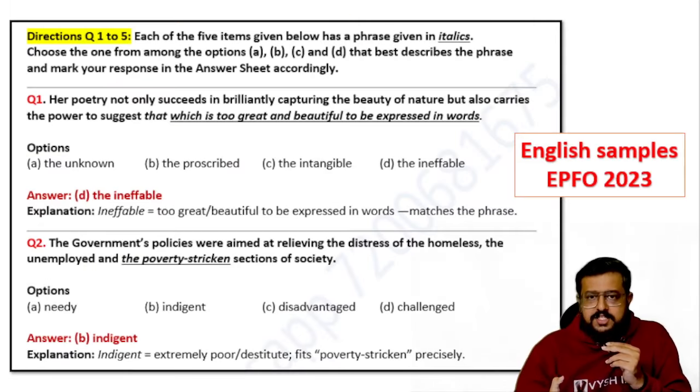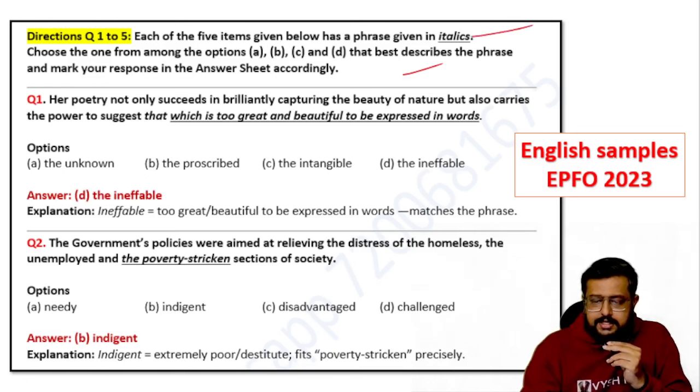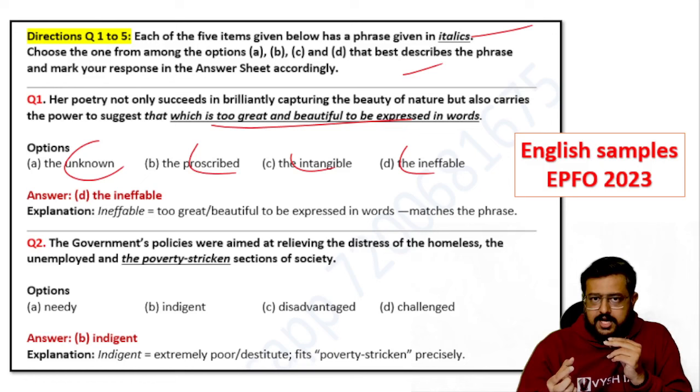Like English, they will give you 20 questions, as I told you. It will be groups of 5 questions, and every 5 questions will give you directions on what they are intending with the question. Like here, some words are given in italics and you have to tell which one means that phrase. Here they have underlined "too great and beautiful to be expressed in words", and they have given 4 options, so you have to choose which word that is.